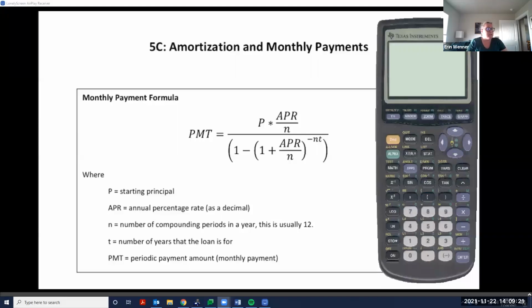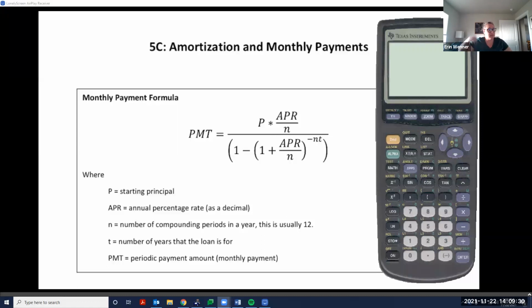So the first thing we're going to look at is that payment formula. It is a beast, but it's really useful. So I'm going to share my whole screen with you because we're going to end up using the calculator for a lot of stuff. All right. So I kind of talked about this in class on Wednesday last week. So we've got the payment formula, and there's a whole bunch of pieces to this formula.